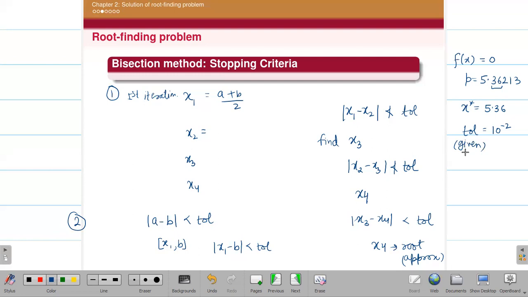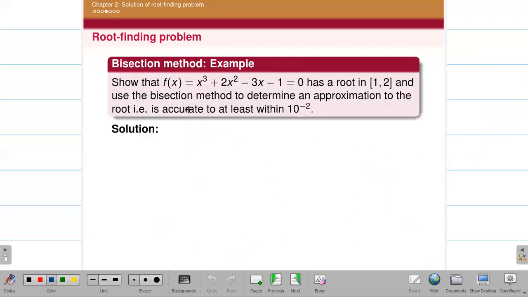So let us take one example to find the root of this equation: f of x is equal to x cube plus 2x square minus 3x minus 1. This is a cubic equation that has a root in [1, 2].